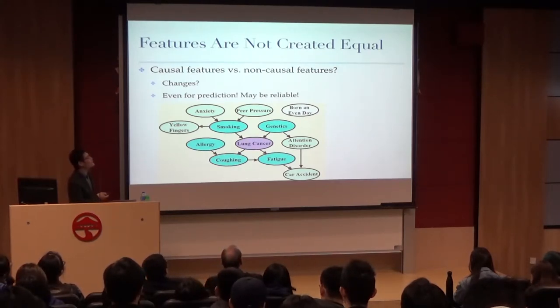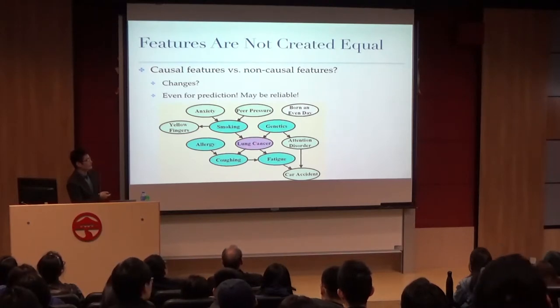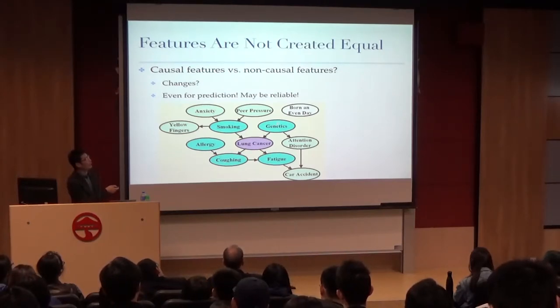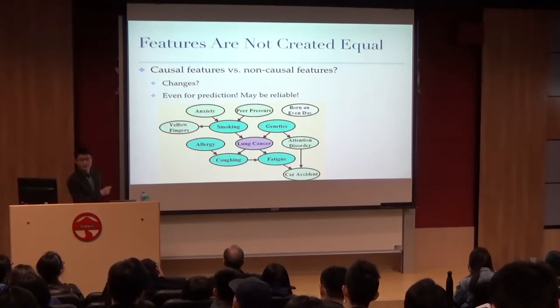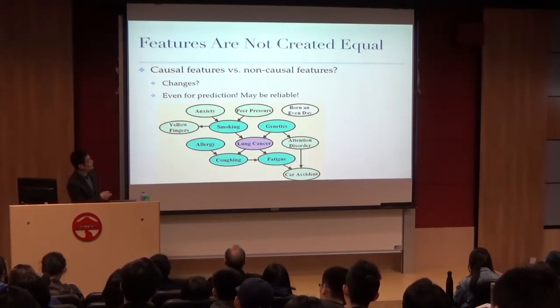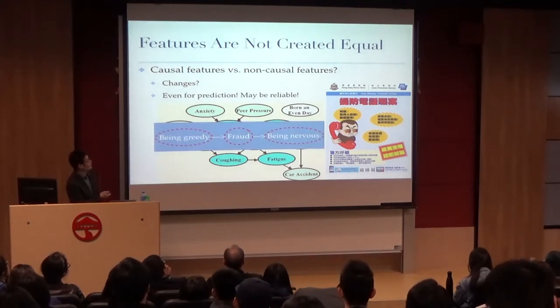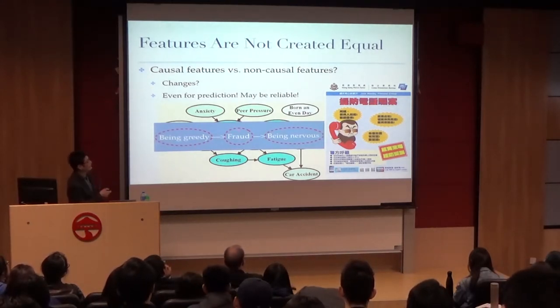So here you can see, if you want to change this lung cancer, what variable or what feature should you change? If you change this, it's not going to be useful at all. You have to change the causes, right? Now this means not all features are created equal. If you want to manipulate the real world, you have to pay attention to the causal rules. As before, I didn't talk about causality at all. And in this example, in Hong Kong, you see fraud is really a big issue, right? You want to prevent financial frauds. This is a very simplified causal picture.